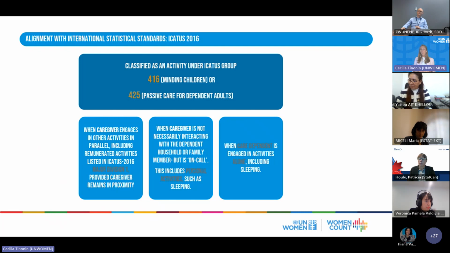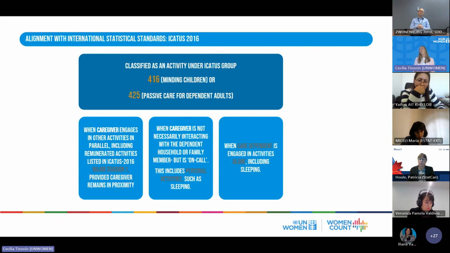In terms of alignment with the international statistical standard, supervisory care is to be classified as an activity under EG-TUS 416 when it refers to minding children, or 425 when it refers to the supervisory care provided to dependent adults. Just to clarify a bit further what this concept does include from a statistical perspective, the group agreed that it includes instances when the caregiver engages in other activities in parallel, for instance, remunerated activities listed in Major Division 1, provided the caregiver remains in proximity.